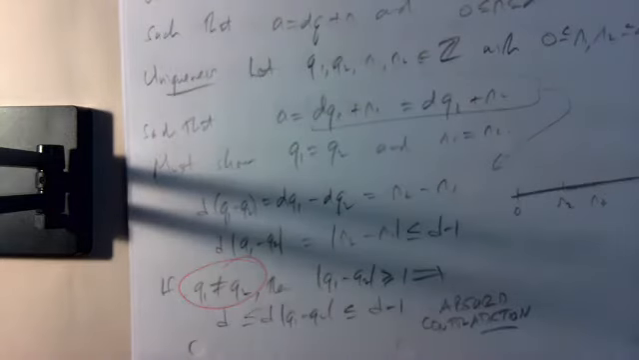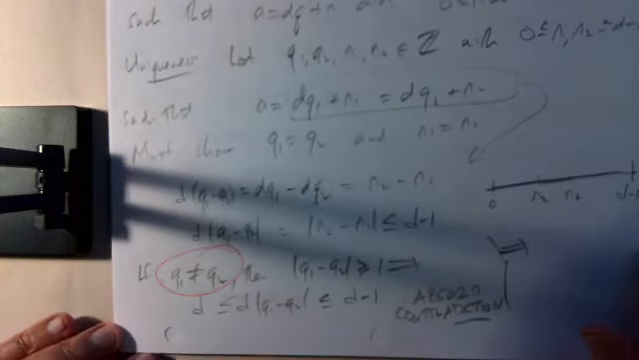So what led to the contradiction? What led to the contradiction was saying if Q1 is different from Q2. This says they can't be different. So therefore, Q1 equals Q2.